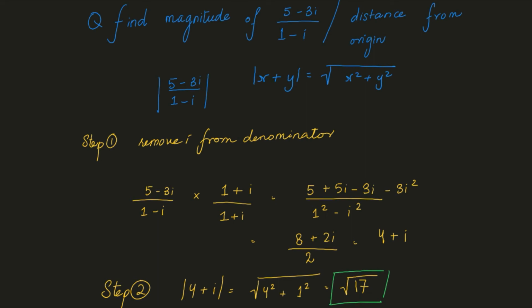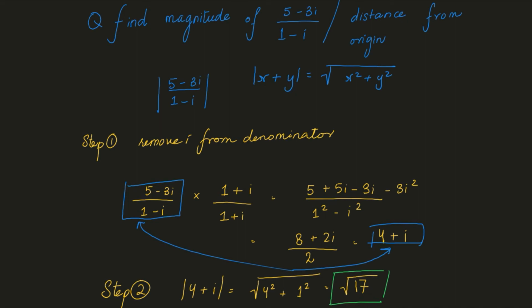You multiply this and you get 4 plus i. Just to repeat, 4 plus i and (5 minus 3i)/(1 minus i), these are the same thing. However, when you're writing this as 4 plus i, there is no i in the denominator, which is what we're trying to go for.